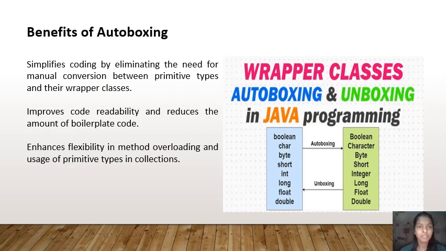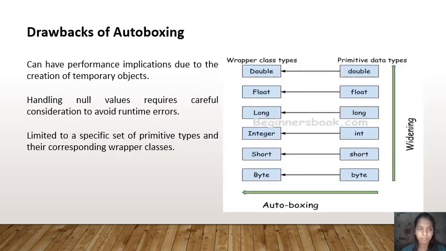The benefits of autoboxing are that it simplifies coding by eliminating the need for manual conversion between primitive types and their wrapper classes. It improves code readability and reduces the amount of boilerplate code. It enhances flexibility in method overloading and the usage of primitive types in collections. So these are the benefits of autoboxing.